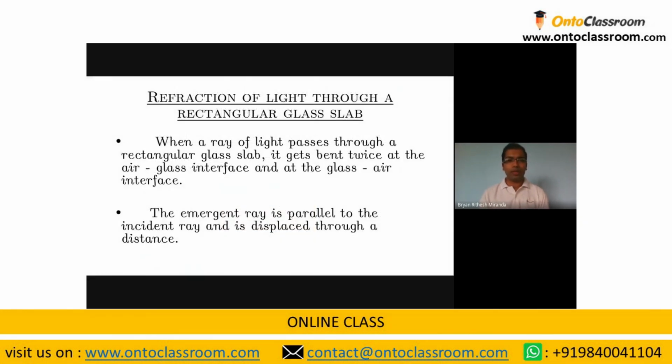Let us look at the inferences. When a ray of light passes through a rectangular glass slab, it gets bent twice, at the air-glass interface and at the glass-air interface. This is also known as double refraction. The emergent ray is parallel to the incident ray and is displaced through a distance. This distance is called lateral displacement. When we speak about double refraction here, it only means that the ray is refracted twice in its motion from air to glass and back to air.